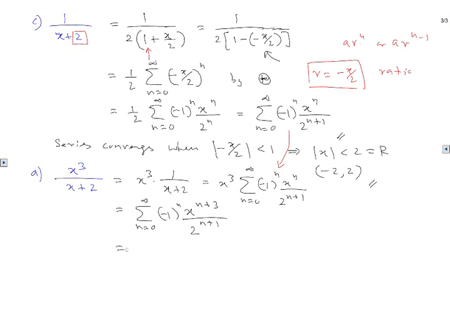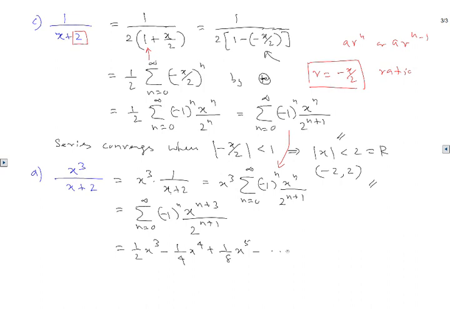If you write a few terms, you can plug in n equals 0. If you plug n equals 0, you get a positive sign, so you get 1/2 x to the third. Then minus, because n equals 1: x to the fourth, 1/4, so it's 1/4 x to the fourth. Then n equals 2 is positive, so it's 1/8 x to the fifth, like that. So those are the first few terms.